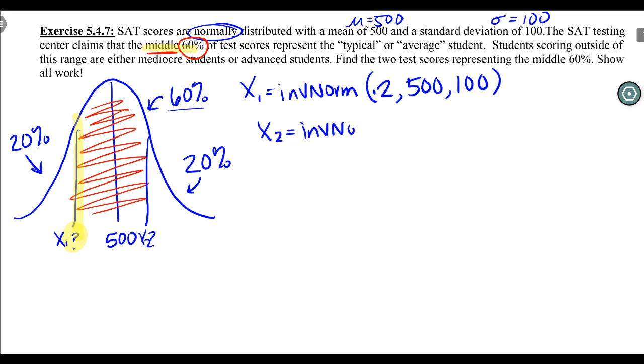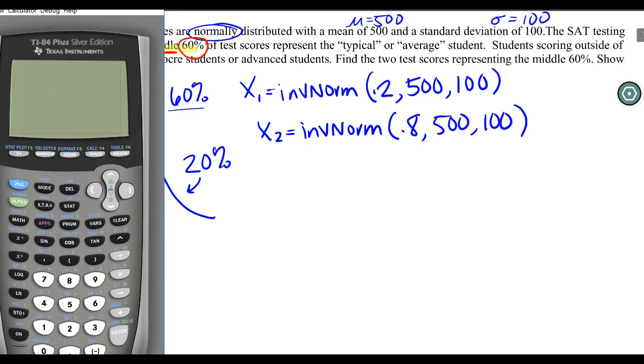Use inverse norm again. This time we have to be a little more clever when we figure out what percent of data is to the left of that. We're starting with this cutoff, so we're dealing with all of this part of the curve. So we have this 60% as well as this 20%. There's a total of 80% of the data to the left of this particular value. Same mean, same standard deviation. And then we're ready to use our calculator.